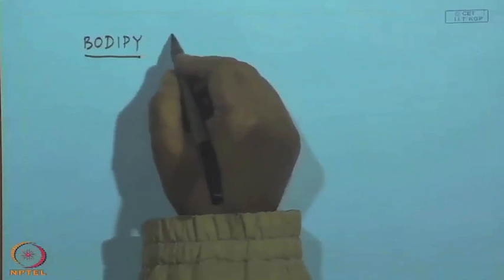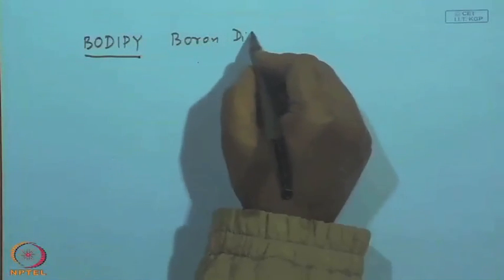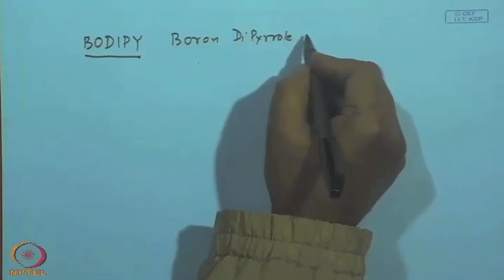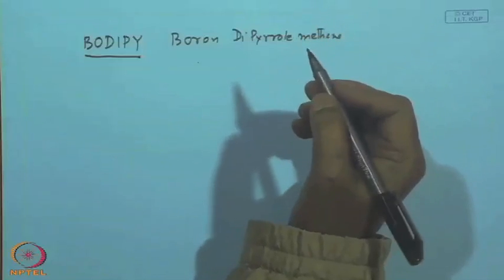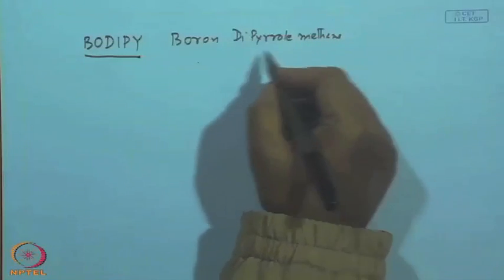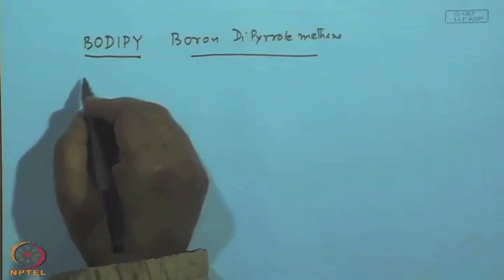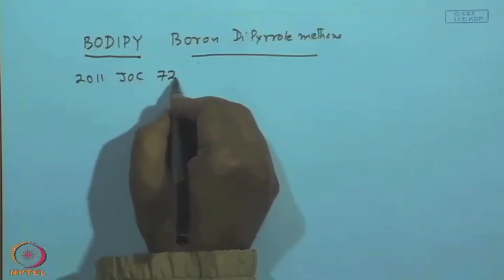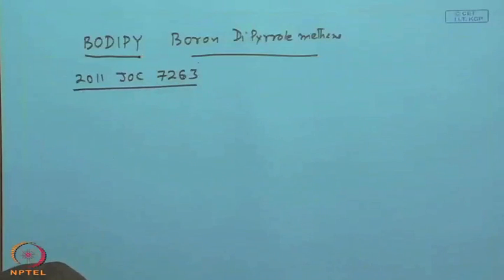BODIPY: Bo stands for boron, dye stands for dye, and this is a pyrrole methene group of dye. It is a fluorescent dye, a very important fluorescent dye these days. Okay. Someone recently, very recently in 2011, JOC, I will give you the basic reference, so that you do not have to spend much time. Okay. This is the reference.